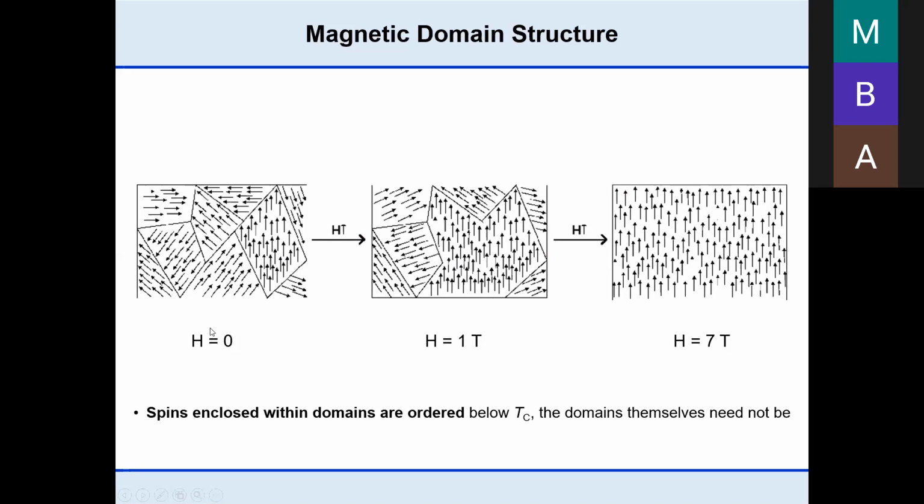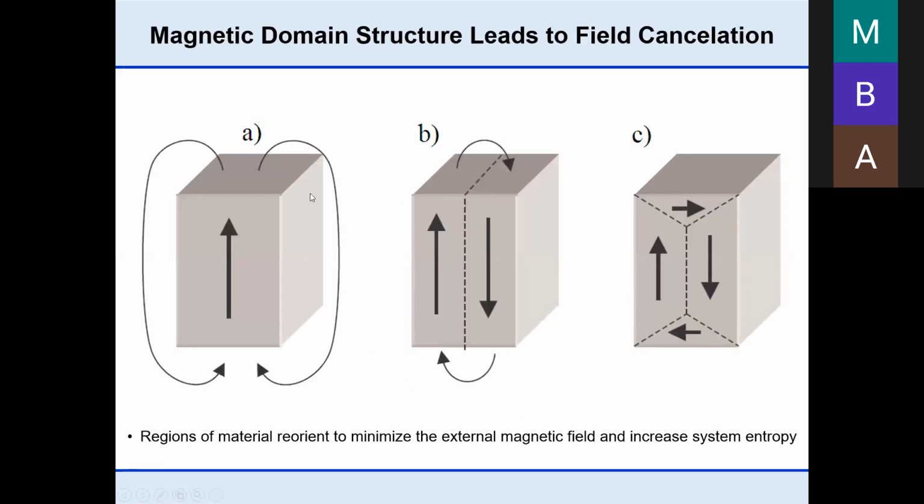It's worth noting that below the ordering temperature, the spins within domains are ordered. However, the domains don't necessarily need to be ordered themselves. To illustrate what gives rise to this lower energy configuration, we can go from A to C here and show how the subdivision of this domain lowers the external magnetic field and therefore lowers the energy of the system.